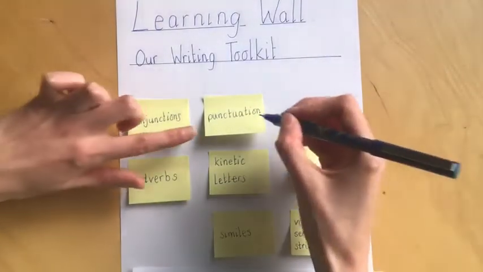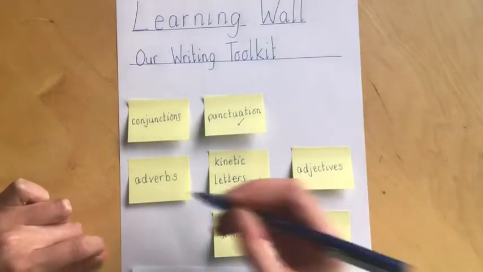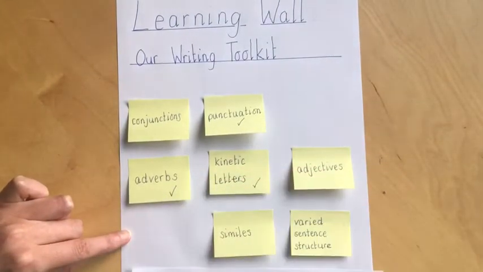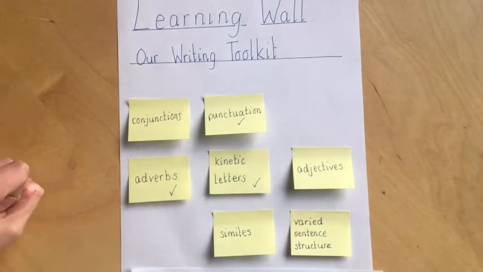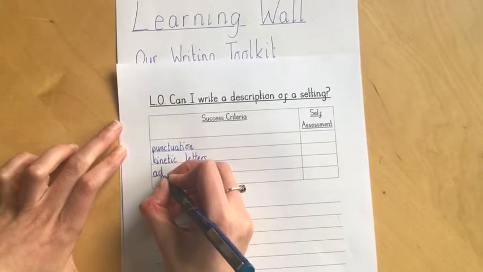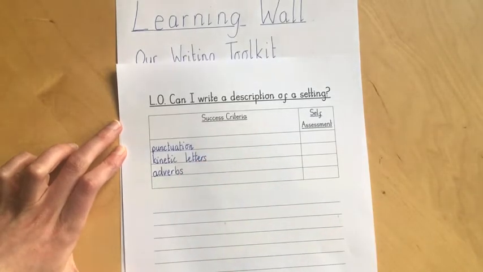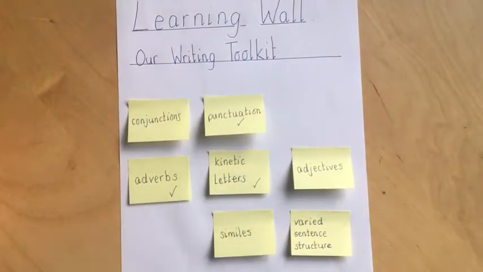Okay, so I've got punctuation, I've got kinetic letters. Now I'd like to use adverbs because I'm only just starting to use those in my writing and they really help me to describe things more clearly. So I'm going to write adverbs. And finally, I'm going to add conjunctions to my success criteria.